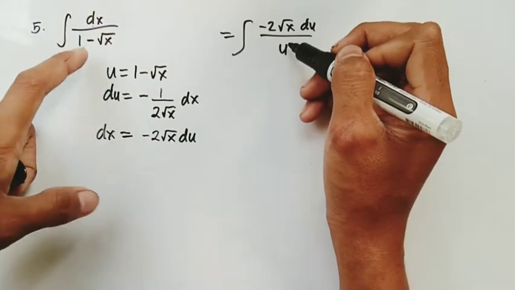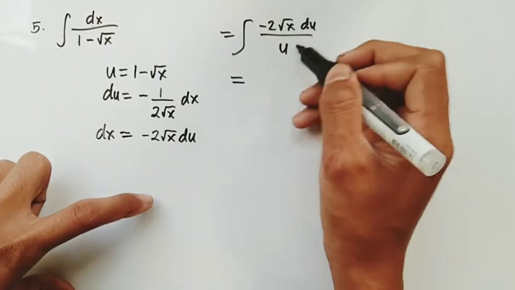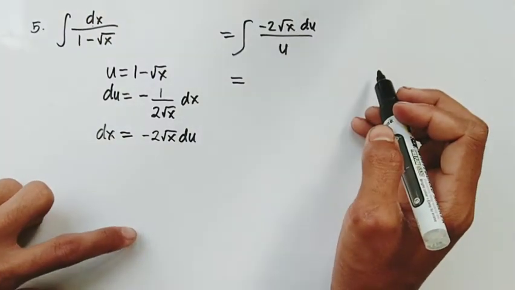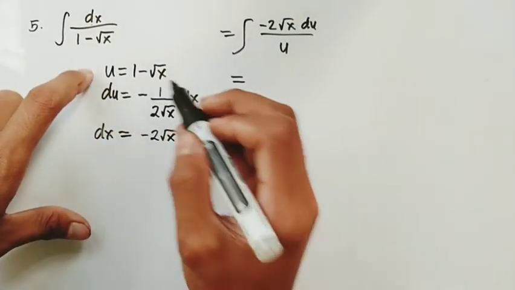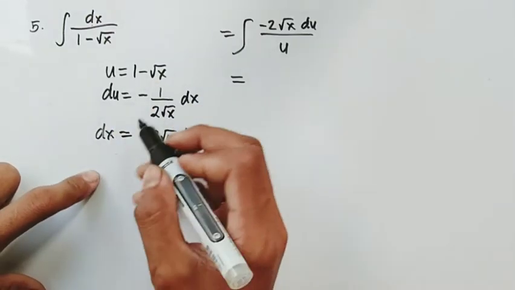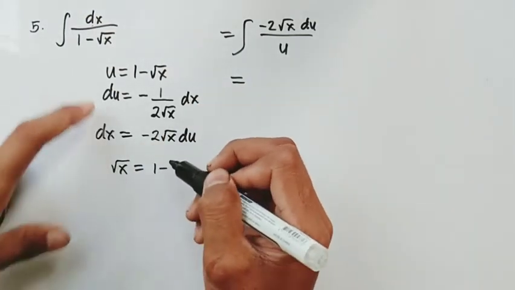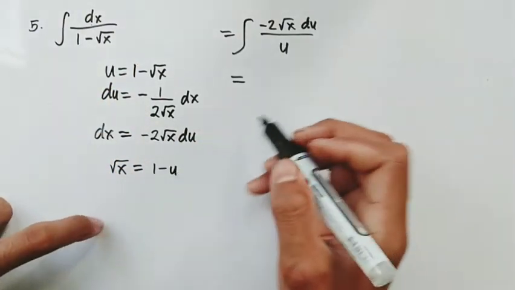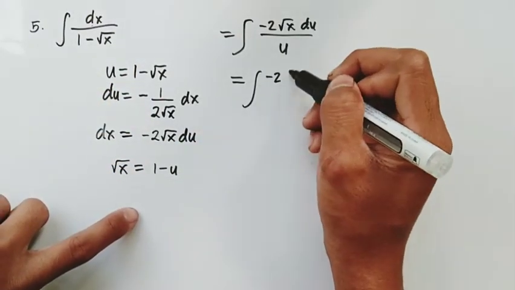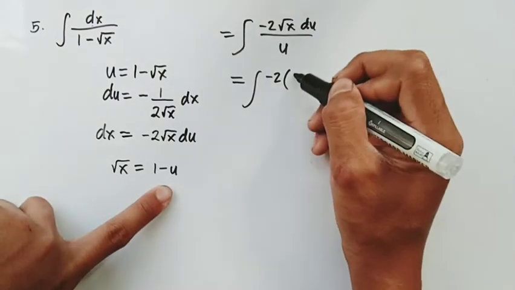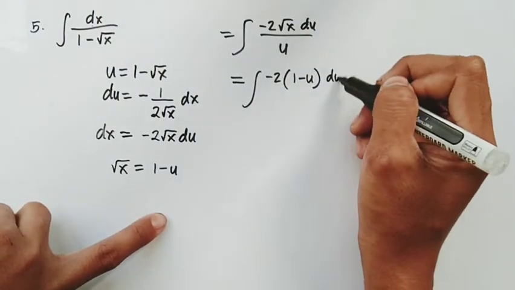Tapos, ito magiging u na lang, di ba? Now, makikita natin meron pa tayong the square root of x. Gawin natin, kunin natin siya dito sa substitution. To solve for the square root of x, ilipat natin para maging positive. Tapos, ilipat ko rin yung u, magiging negative. Palitan natin, magiging negative 2. The square root of x is equal to 1 minus u.